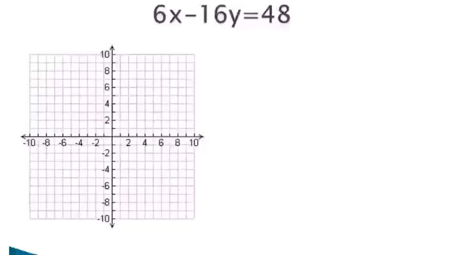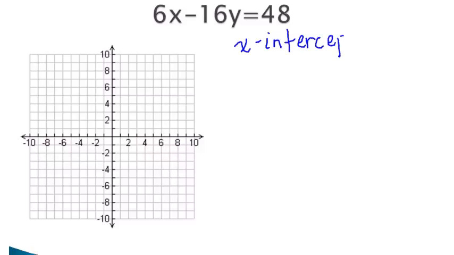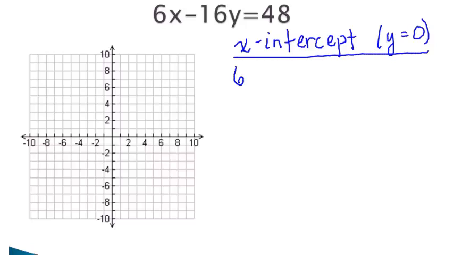So for our first example, let's look at the equation 6x minus 16y equals 48. Now remember, we said to find any x-intercepts, we use the value of 0 for y. So for x-intercepts, we will substitute 0 for y into the equation. So based on our equation, that's going to look like 6x minus 16 times 0 equals 48.